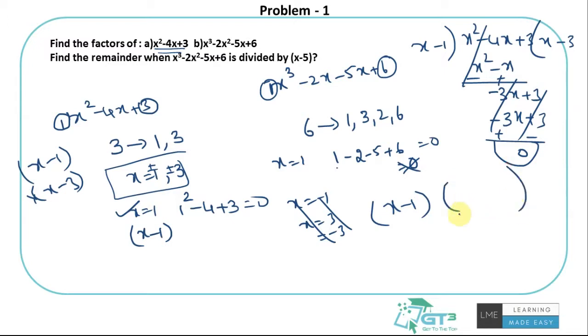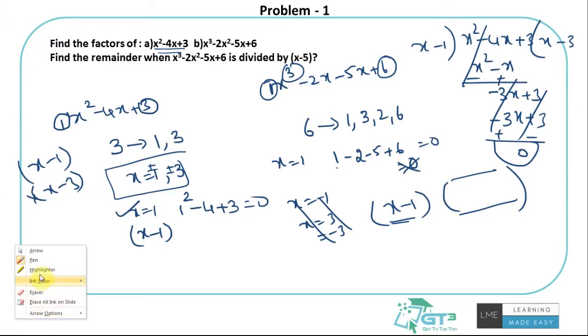Into that I should be getting a quadratic expression because it's a cubic, right? So I should have x minus 1 into some quadratic expression. So again do this division, so that you can find out the remaining expression. So let me do this division.